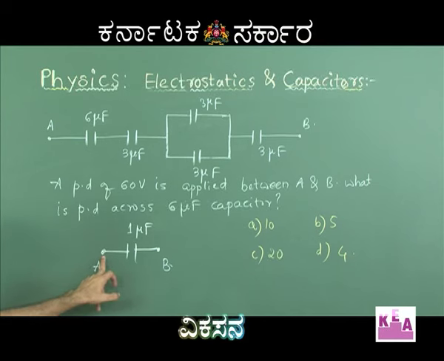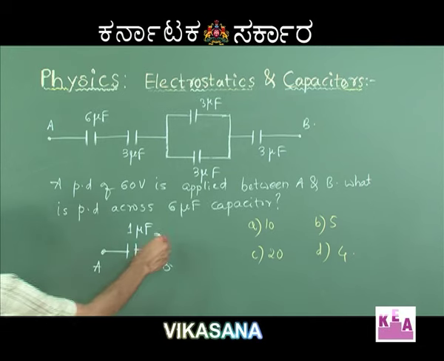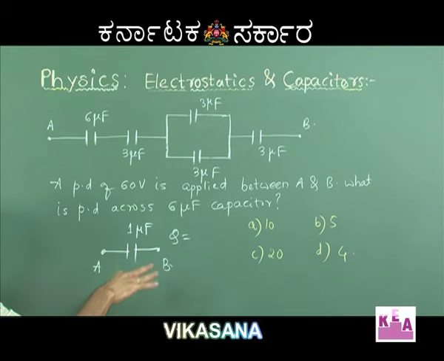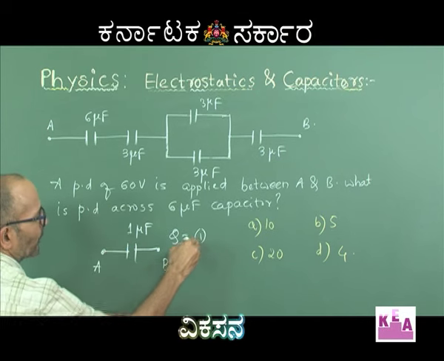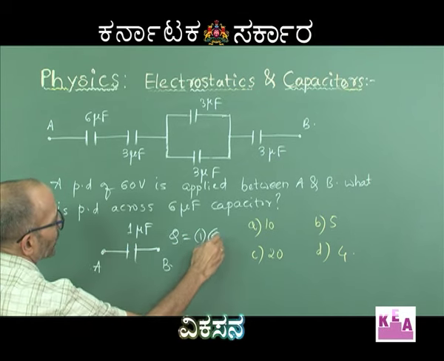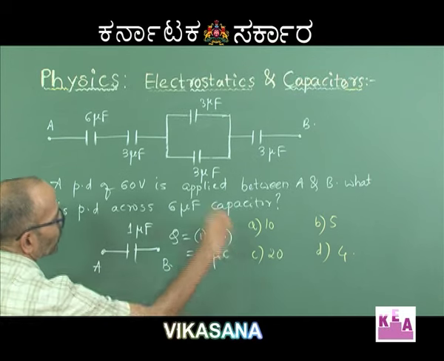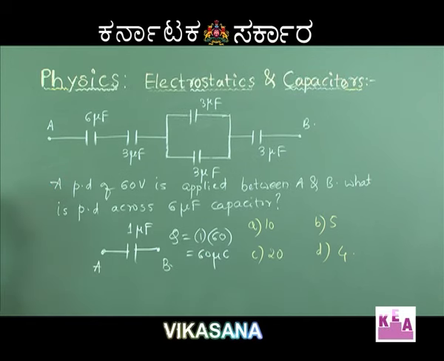Okay, so now you have applied a potential difference of 60 volts across 1 microfarad capacitor. Therefore, the charge which will flow from A to B is Q equal to CV. C is 1 microfarad and potential difference that you have applied is 60 volts. So, 60 microcoulombs is the charge which flows, and remember that charge will flow from A to B.